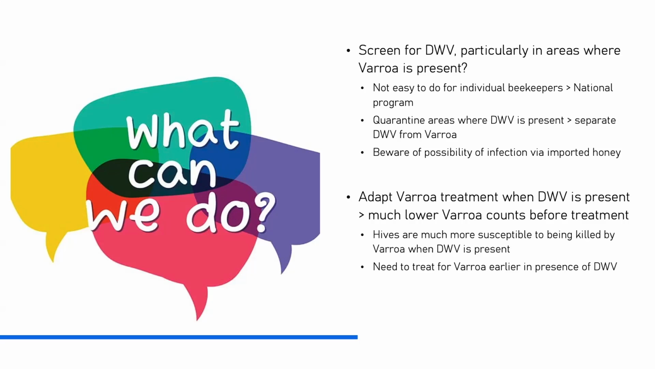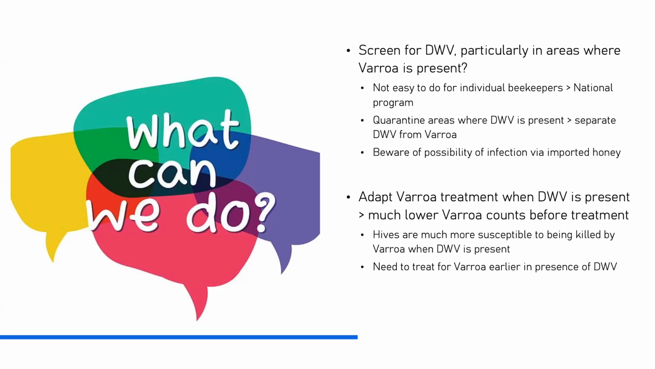From a beekeeper's perspective, I think one of the things that we will need to do if the Deformed Wing Virus suddenly becomes more widespread is to manage our Varroa much more carefully. Varroa plus Deformed Wing Virus is much more lethal to hives than Varroa alone. In fact, Varroa alone can reach very high Varroa counts before the hive dies out.